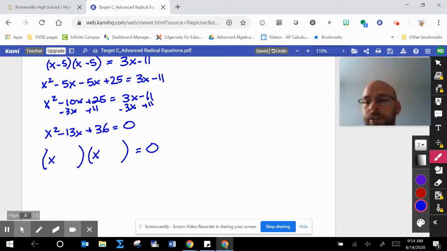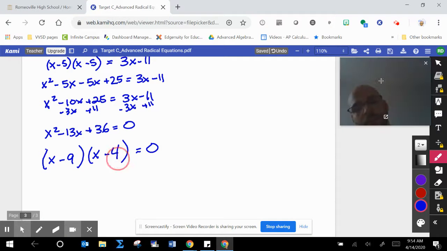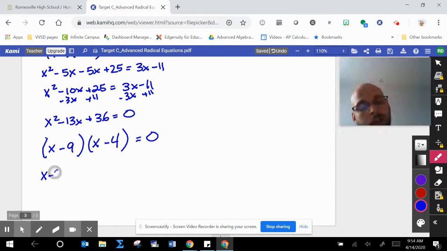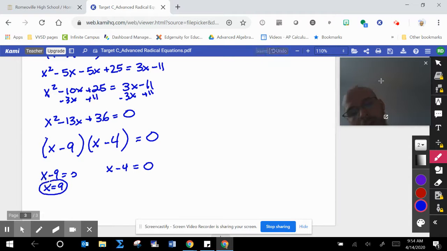I need to know factors of 36 that add up to a negative 13. And that's going to be a negative 9 and a negative 4. 9 times 4 is 36. Negative 9 plus negative 4 is a negative 13. That works. Okay, so now I just want to set these equal to 0. If I solve, I'm going to get x to be a positive 9. And if I solve this by adding 4 to the other side, I get x to be a positive 4.